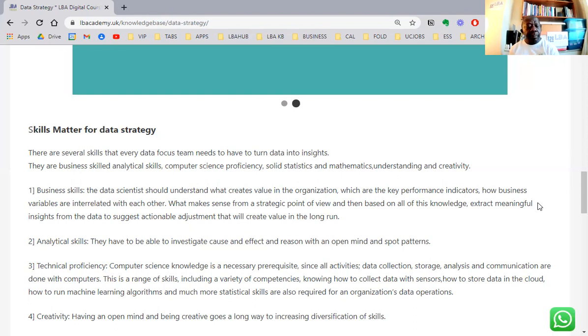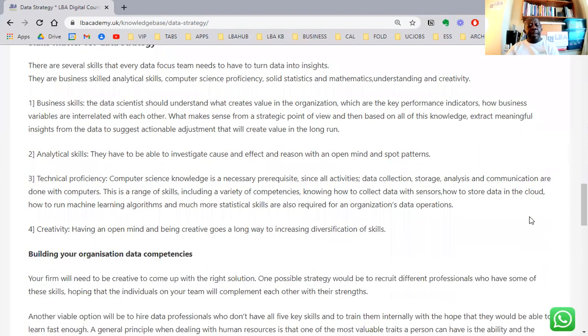Analytical skills: they have to be able to investigate cause and effect and reason with an open mind and spot patterns. So I would say I'm a great fan of Sherlock Holmes. So yeah, he could help there. Technical proficiency: computer science knowledge is a necessary prerequisite. Yeah, not exactly uni, but that knowledge. Since all activities, the data collection, the storage, analysis, communications, are done with computers, obviously, of course.